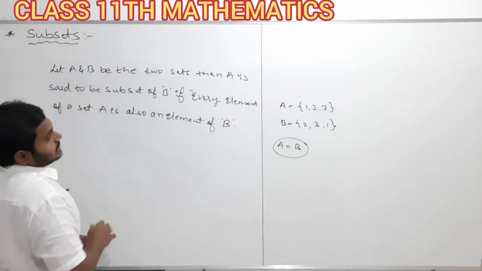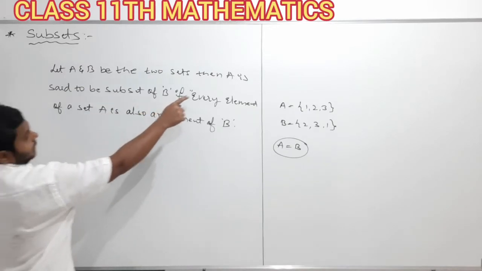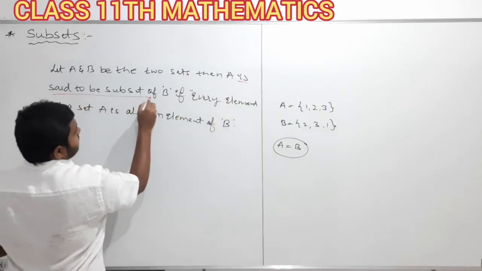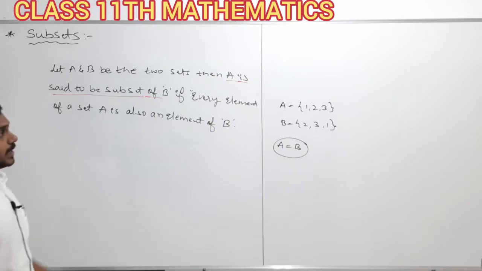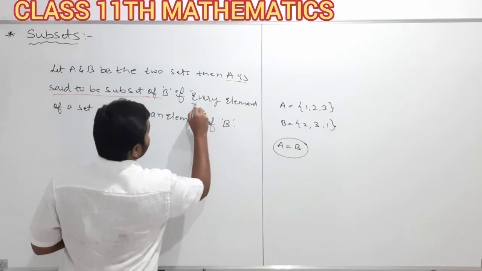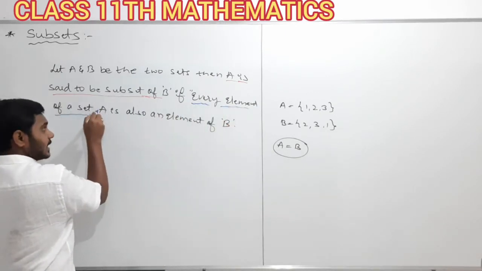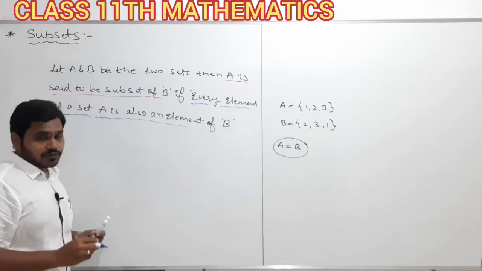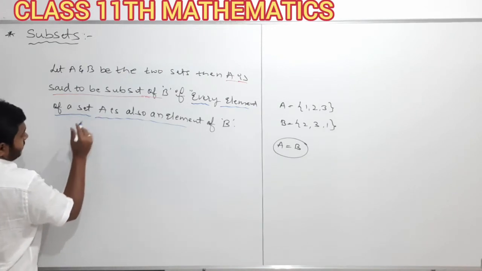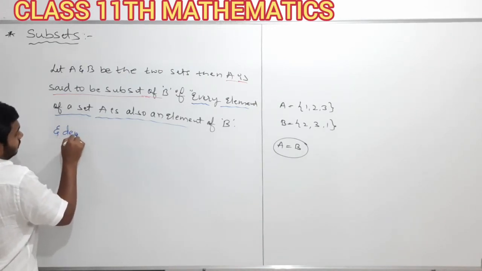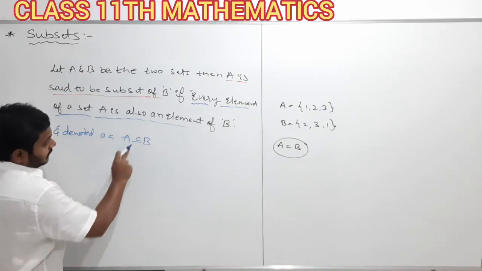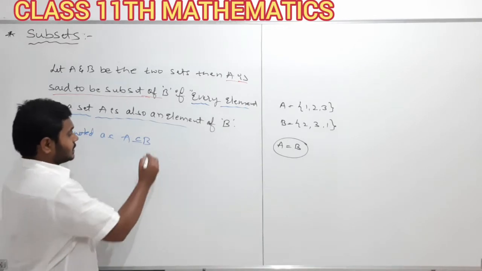Let A and B be two sets. Then A is said to be a subset of B if every element of the set A is also an element of the set B. Then we can say that A is a subset of B, and a subset is denoted like this, A is a subset of B. This symbol we are going to use, my dear students. So please remember.